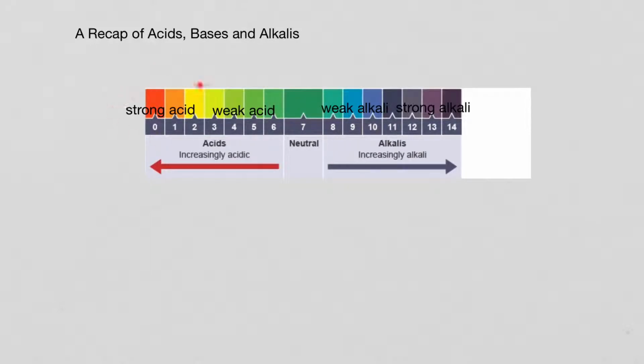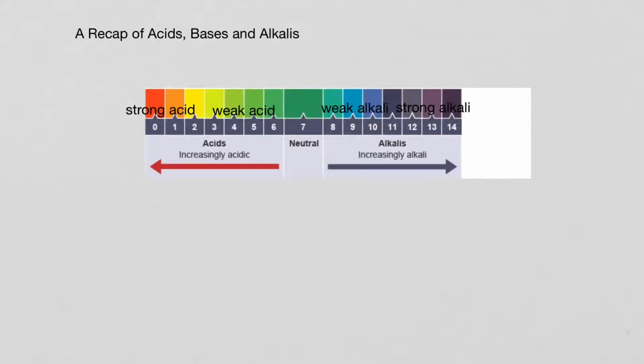So some examples of strong acids. Battery acid, the acid that you get in car batteries. Your stomach acid is a strong acid. And weak acids, some examples, stuff that's weakly acidic. Your saliva is weakly acidic. Acid rain is weakly acidic. And vinegar, dilute vinegar, is weakly acidic. Stuff that's neutral, usually just pure water.